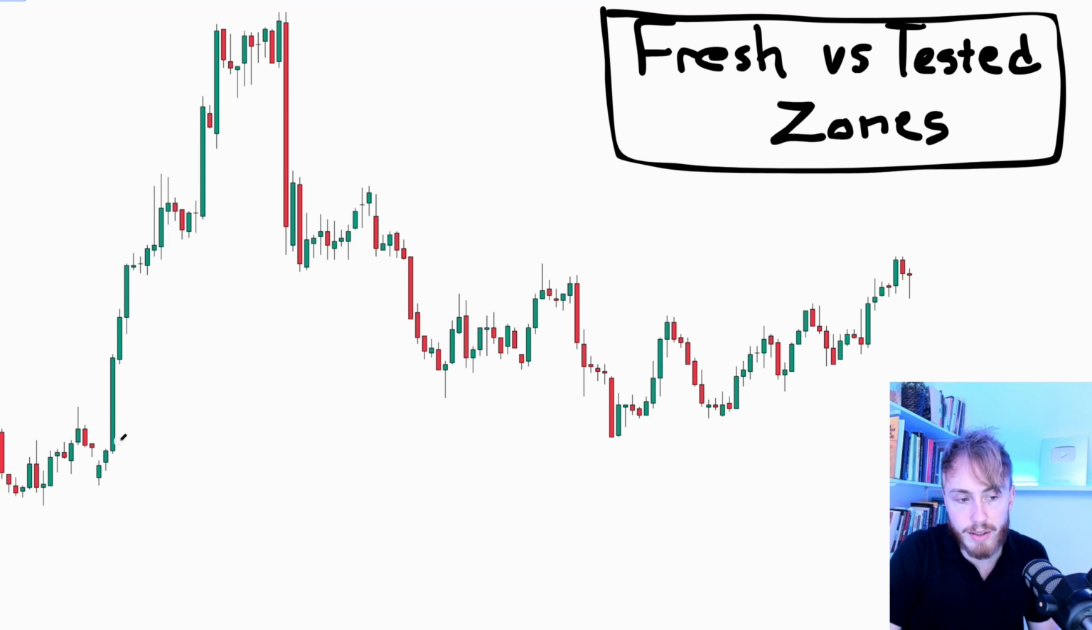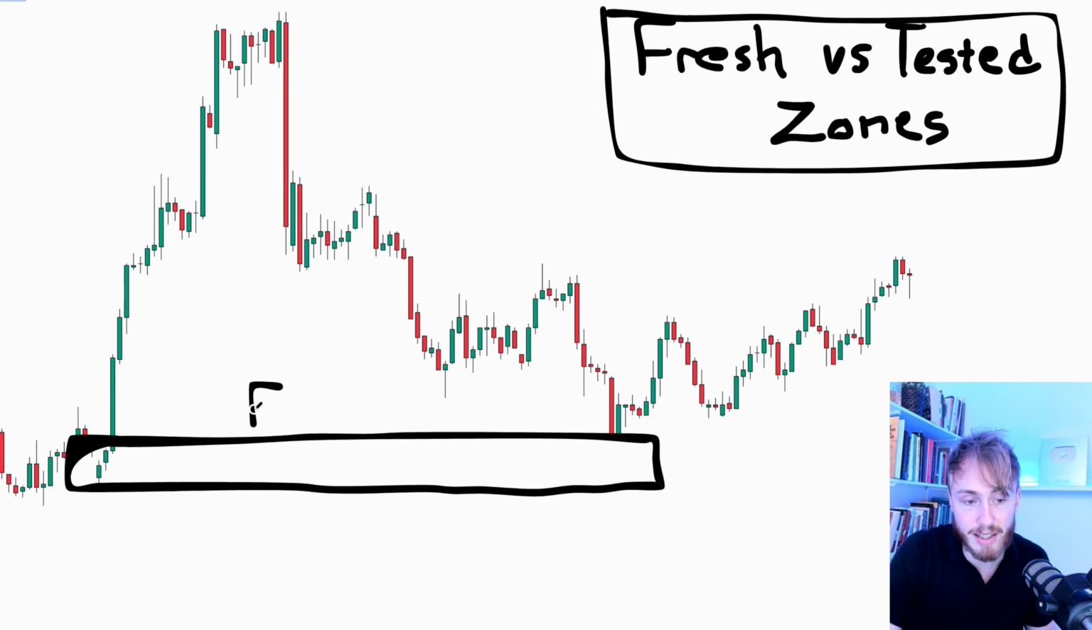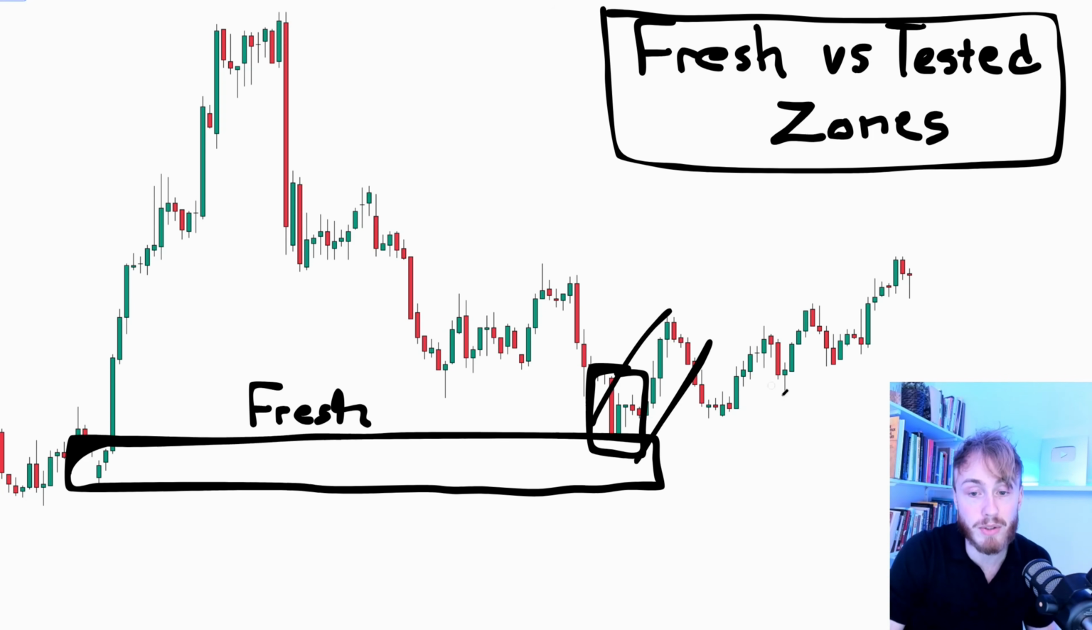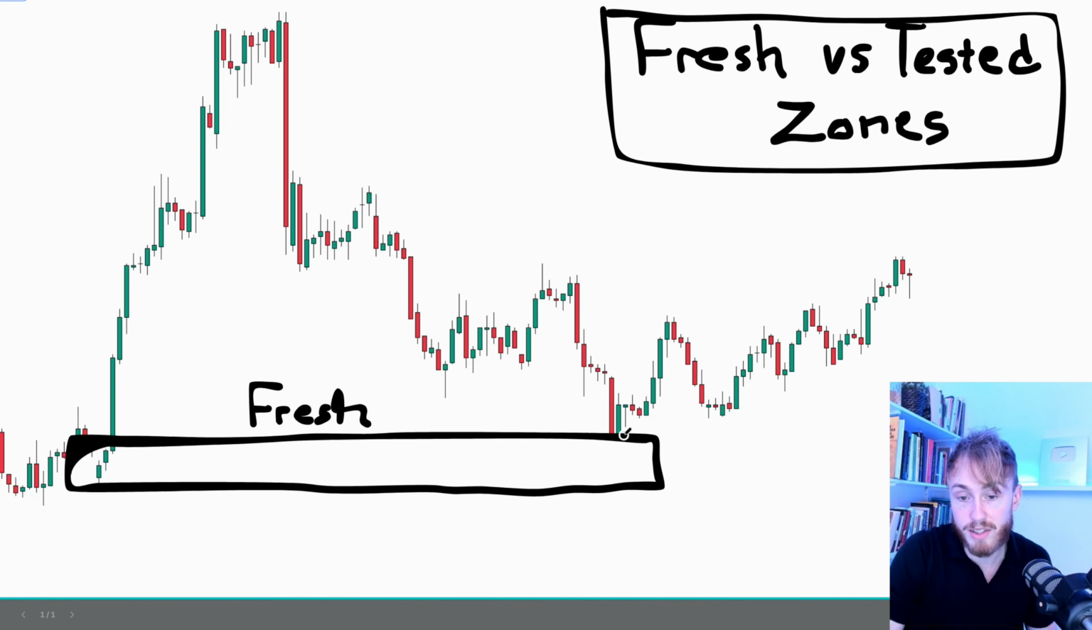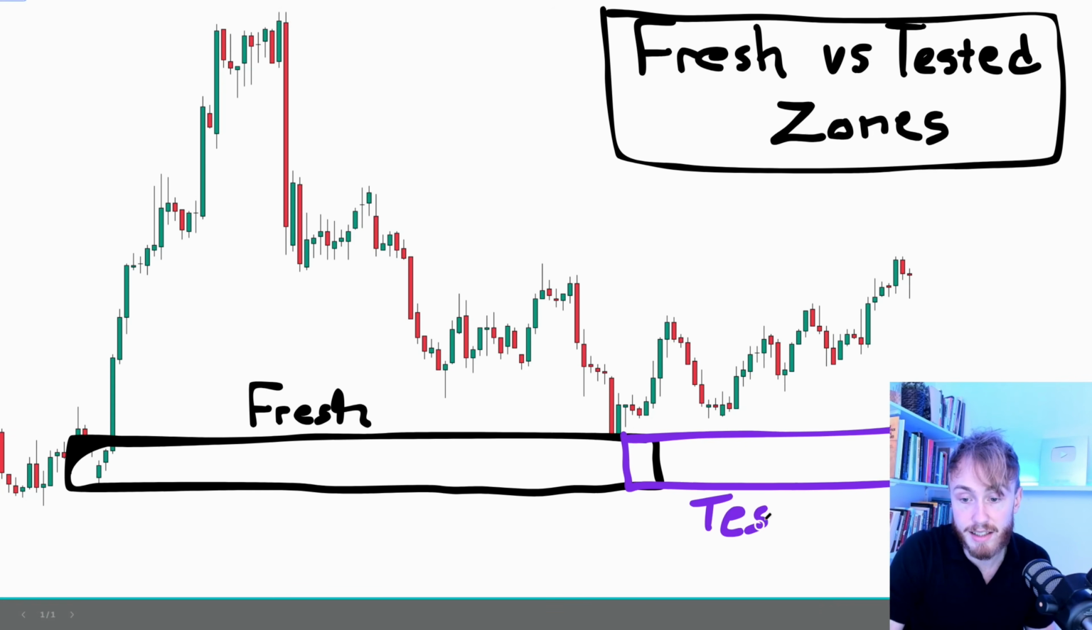What we do here is that we draw it out. It looks something like this. We draw out the demand. And here, and this is very important, this right here is a fresh zone until we see this zone being tested. So this zone is fresh until we get the first test. You can see we have a test right here. The price came down and we saw a pretty solid bounce here to the upside. So the zone is fresh until this purple part right here. After this purple part, it is a tested zone.